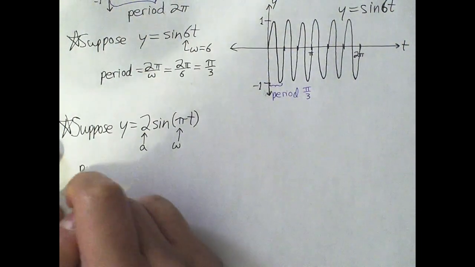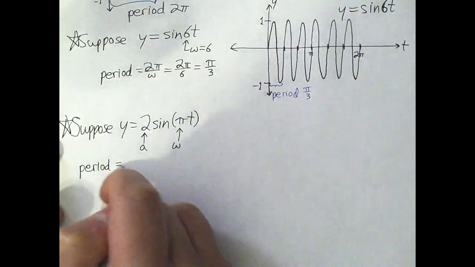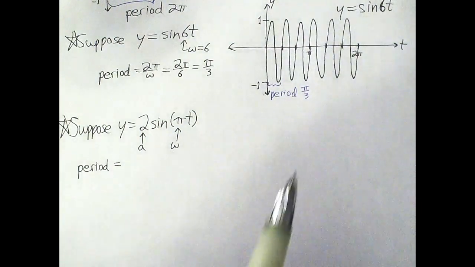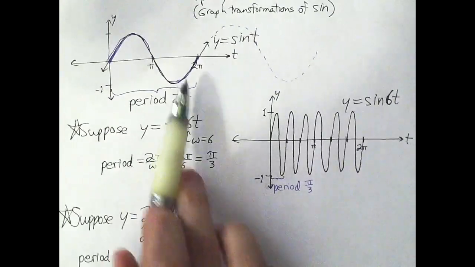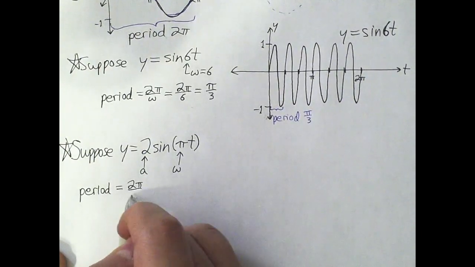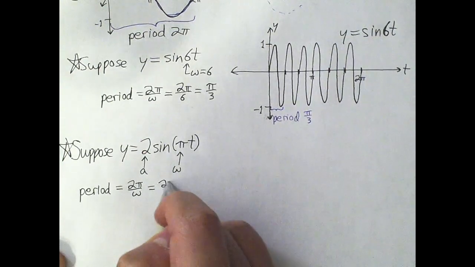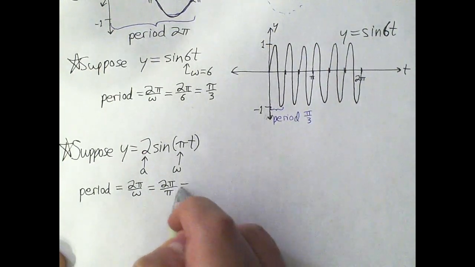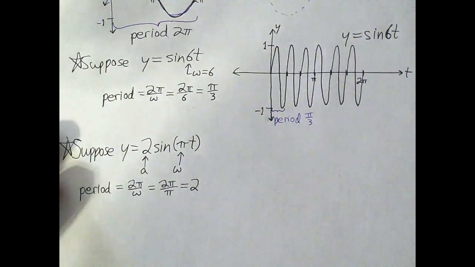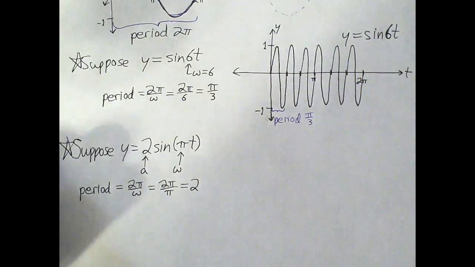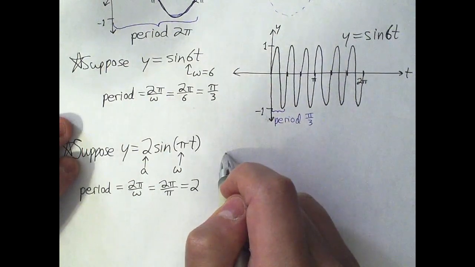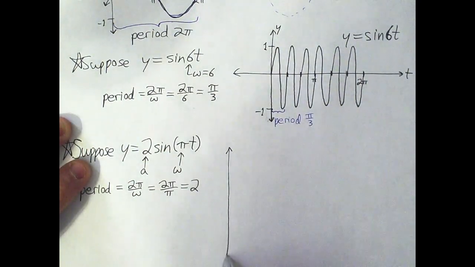So what's the period? I think that finding the period is helpful for graphing. I think knowing the period was helpful for these first two graphs. So let's do that here. The period is 2 pi over omega, which in this case is 2 pi over pi, which is 2. Okay. This time when I draw a picture, this one might not be exactly set up with the same kind of scale as those other ones, but that's okay.